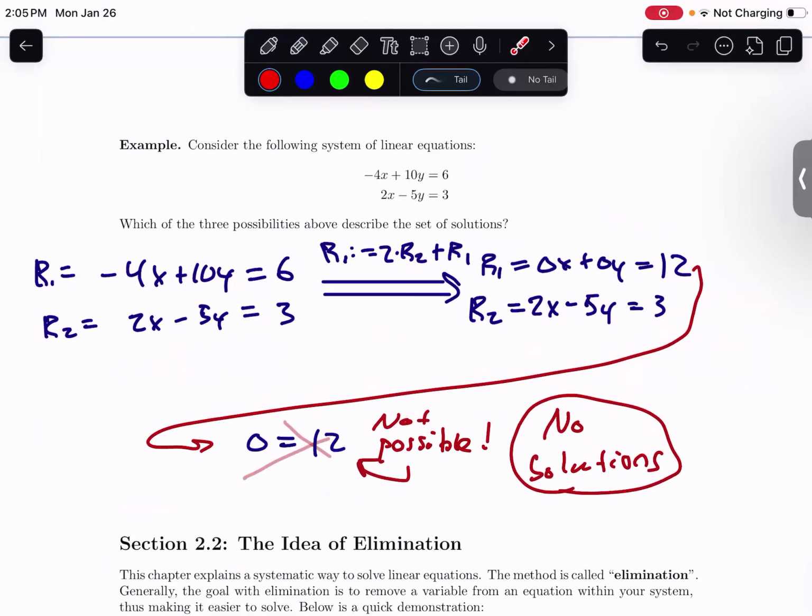What no solutions usually means is you perform some sort of row reduction operation or elimination, and in doing so, you get something of the form 0 is equal to some non-zero number, which is impossible, which means that you have no solutions.